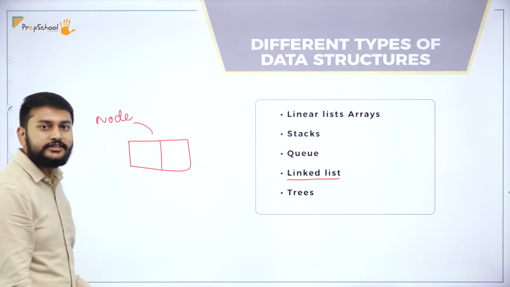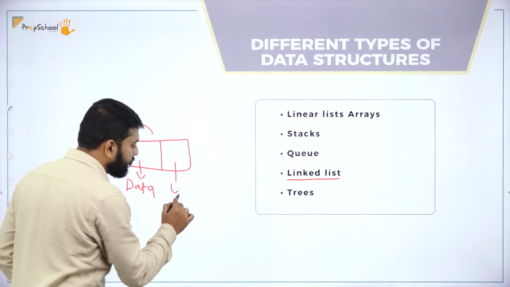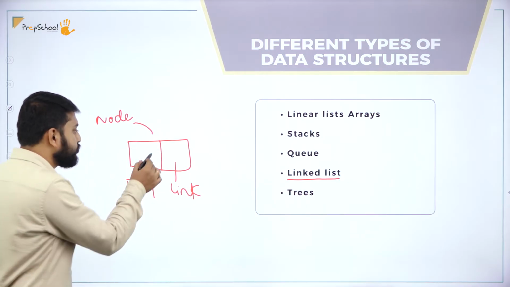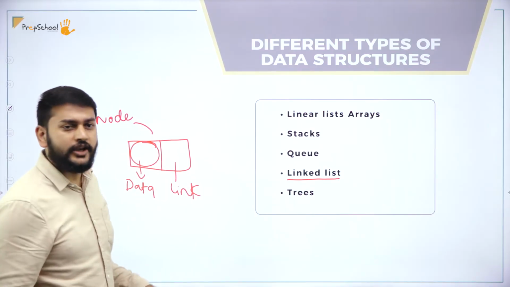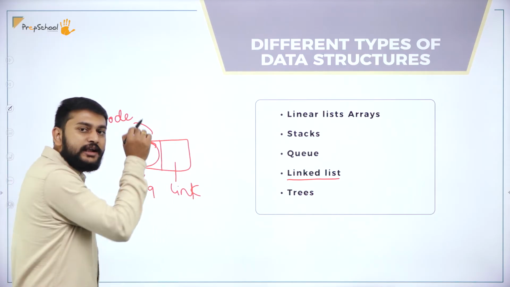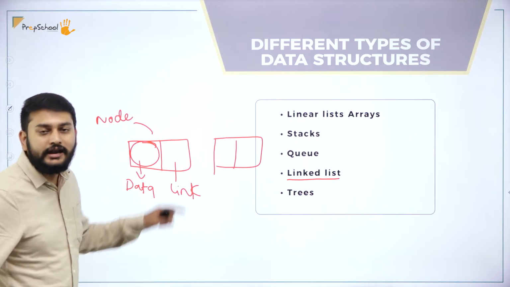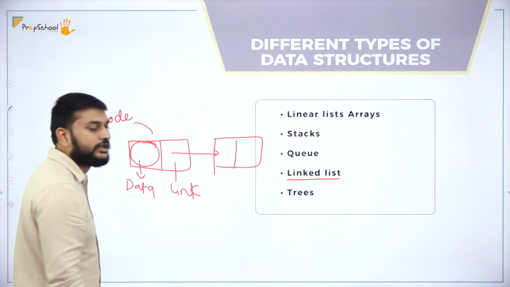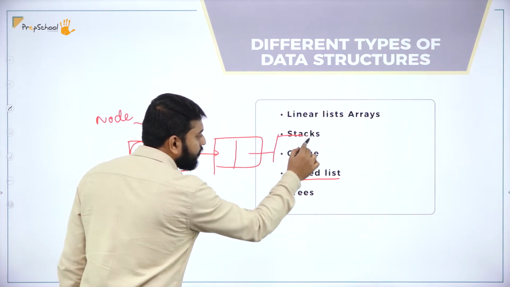What do I have in this node? We have two parts in this node. One is for data, another one is for link. Whatever data I want, I can store here. There is no restriction. Whatever data you want, you can store it in this place. This is the link part. It contains the address of the next node. Suppose I have a node here, so the address of this node will be stored in this link part. So this points to this node. Again, I have the data here and I have the link part to the next node, right?